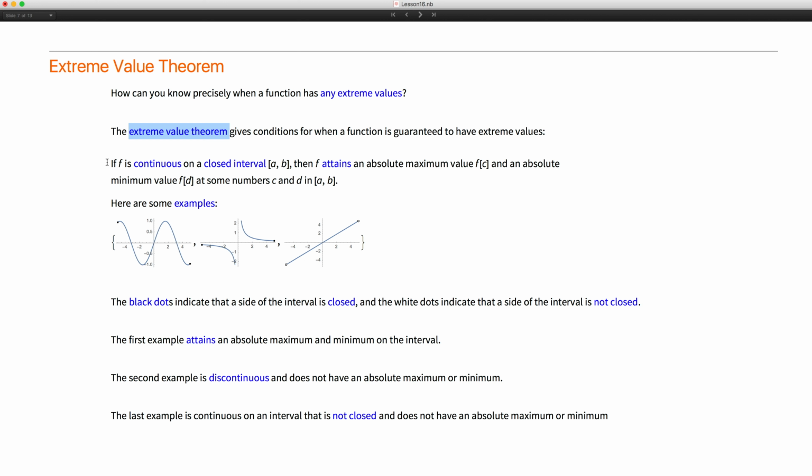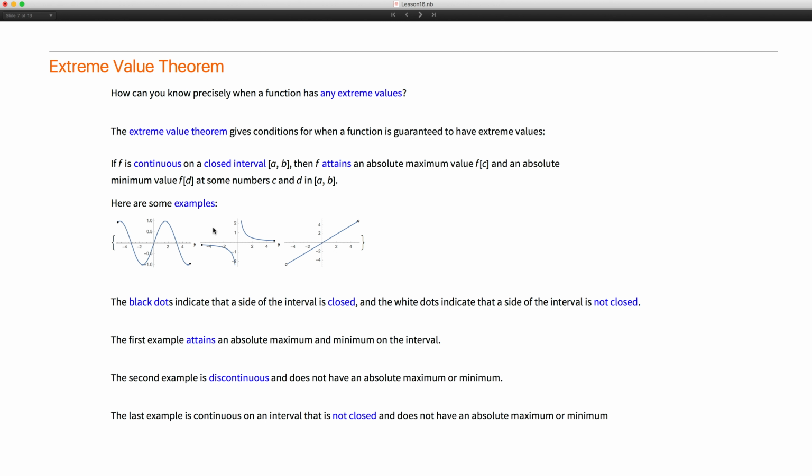So it says that if you have a function on a closed interval and that function is continuous, so you have a continuous function on a closed interval [a, b], then that function will attain an absolute maximum and an absolute minimum at some numbers c and d in that interval. So as long as you have a continuous function and a closed interval, you are fine.